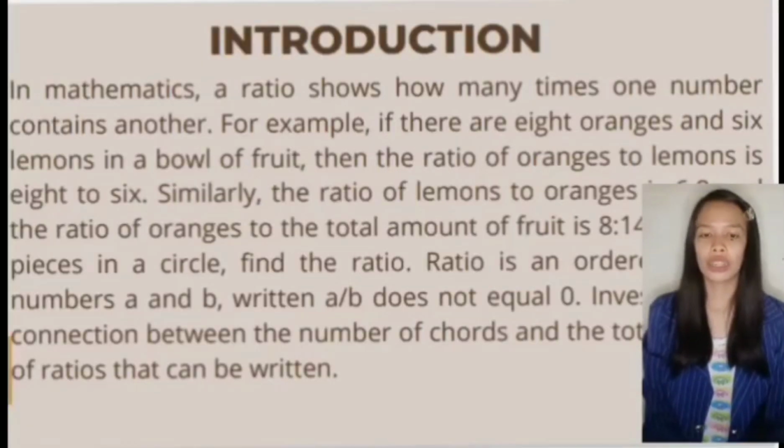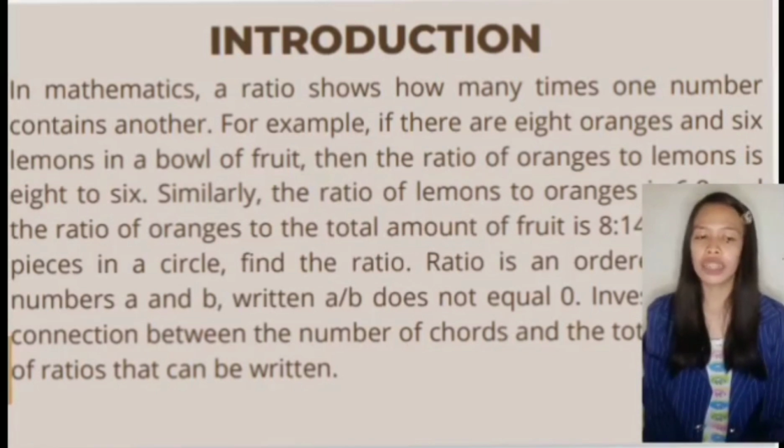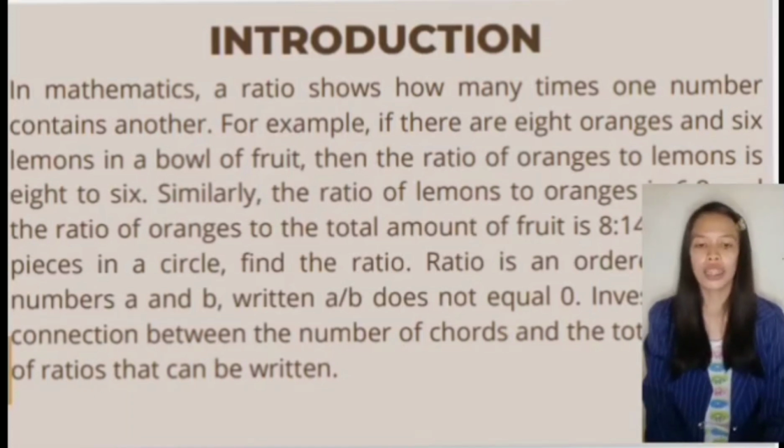So for our introduction: in mathematics, a ratio shows how many times one number contains another. For example, if there are 8 oranges and 6 lemons in a bowl of fruit, then the ratio of oranges to lemons is 8 to 6. Similarly, the ratio of lemons to oranges is 6 to 8, and the ratio of oranges to the total amount of fruit is 8 to 14.